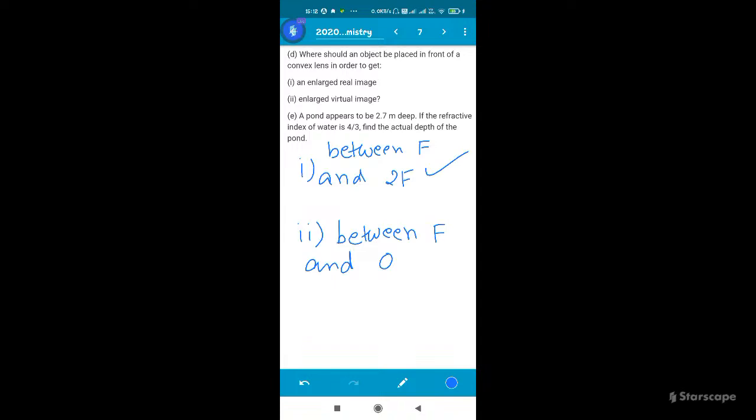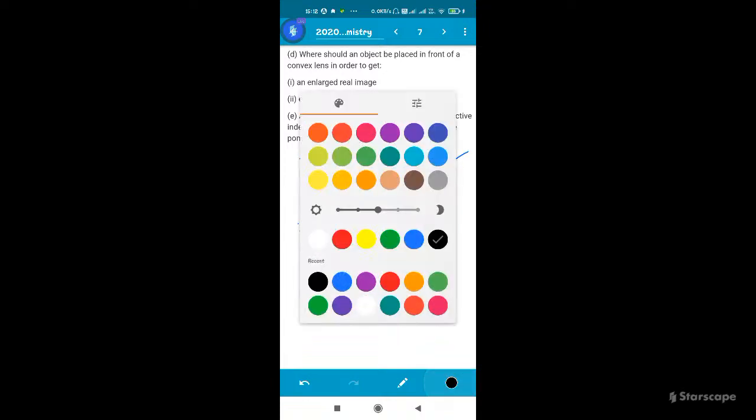So make sure that you are practicing the ray diagrams very nicely, because you will have almost a 3 marks question from that chapter itself. So make sure that you are practicing it nicely and you know where the object is placed and where the image is forming for respective criteria. Alright, then let's move on to the next question. This is from the chapter refraction.